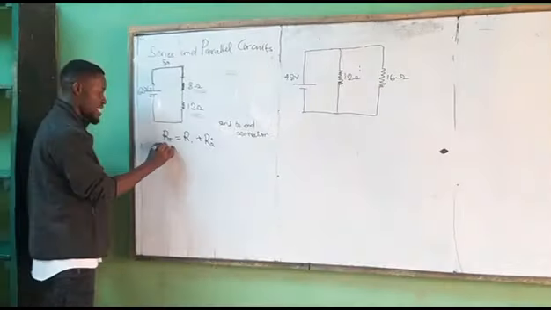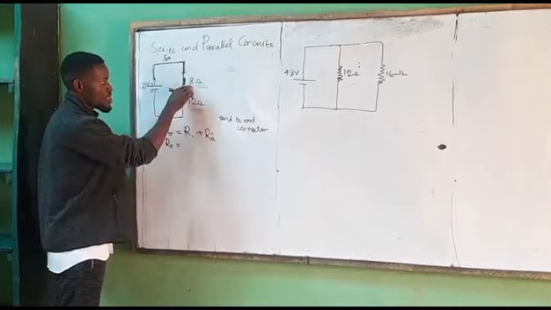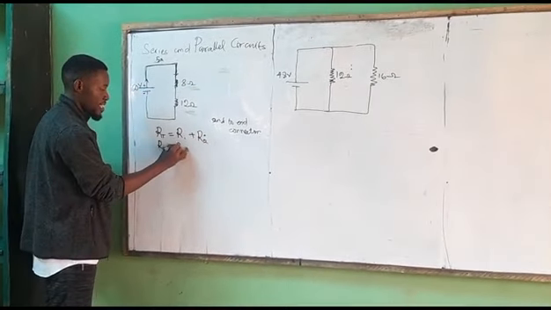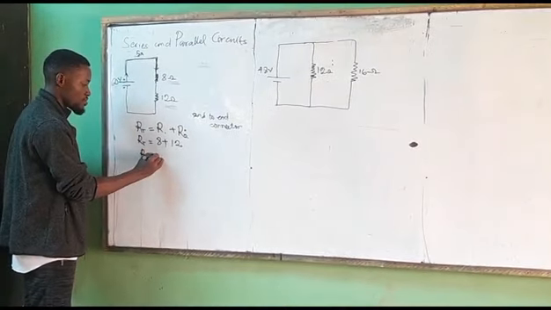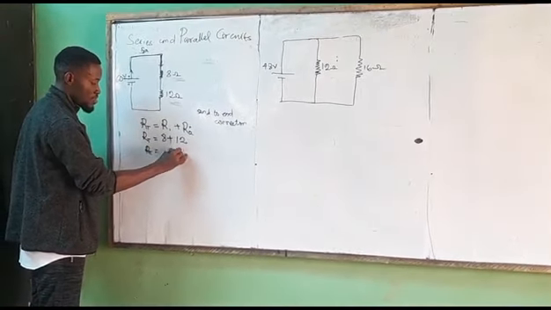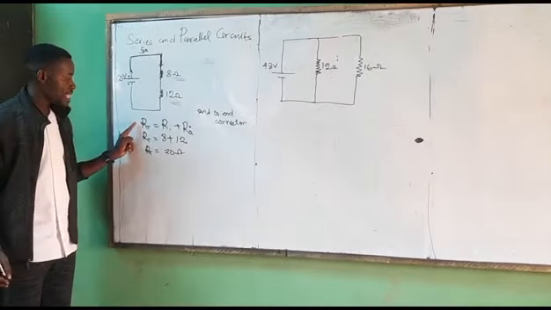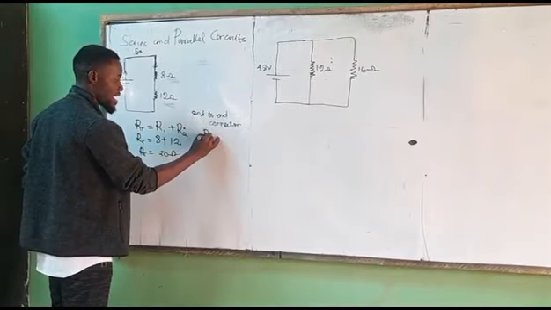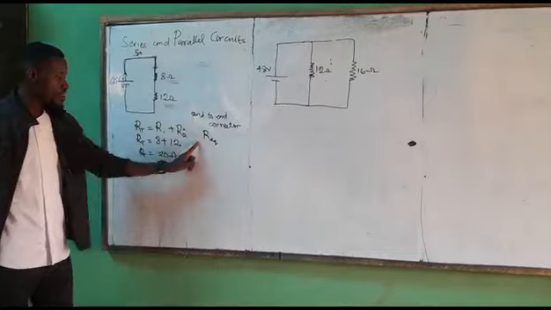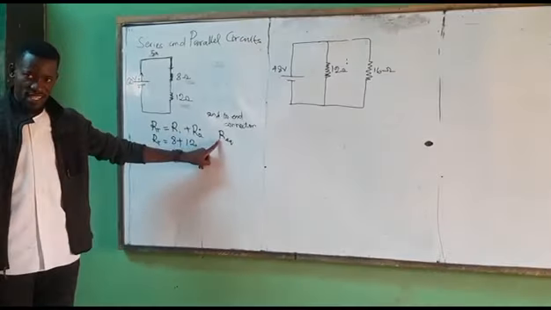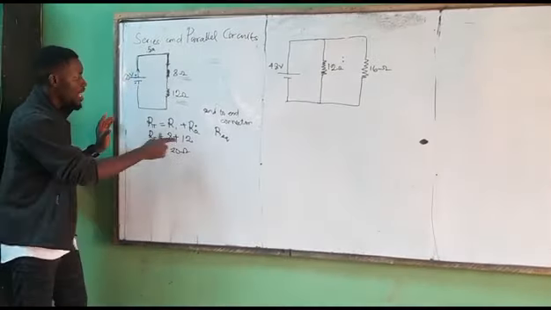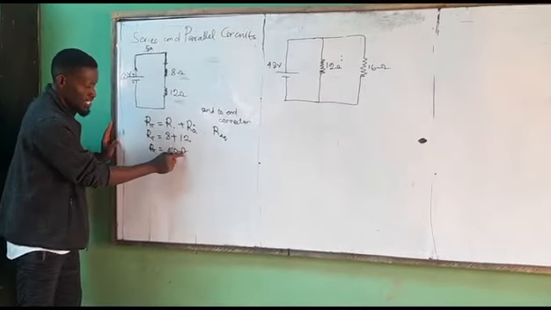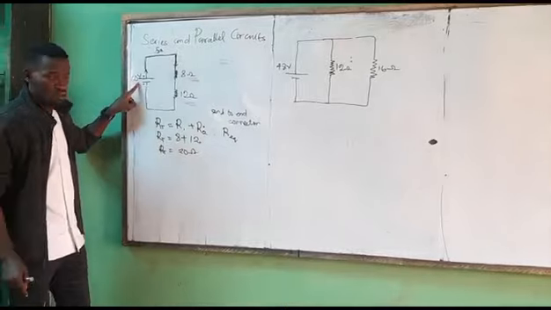So therefore, we can say our total resistance equals to, the first resistance is what? 8. That's 8 plus the second one, 12. So my total resistance equals to what? 20 ohms. Mind you, you can write this as subscript T. You can also write it as Req. Req means equivalent resistance. So that means the total resistance in this circuit is what? 20 ohms.